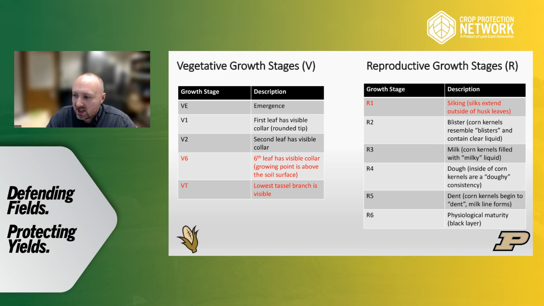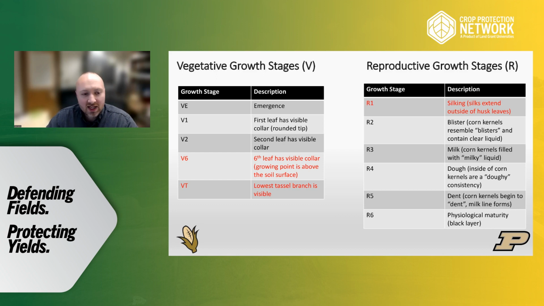So again, this slide is giving a little bit of an overview and a little bit of detail about some of the growth stages in corn, both on the vegetative side and the reproductive side. I've highlighted in red some really critical growth stages when it comes to assessing hail damage. On the left-hand side here, we have the vegetative growth stages. They start at VE, which is emergence. I've highlighted here the V6 growth stage, which is when the sixth leaf on that plant has a visible collar.